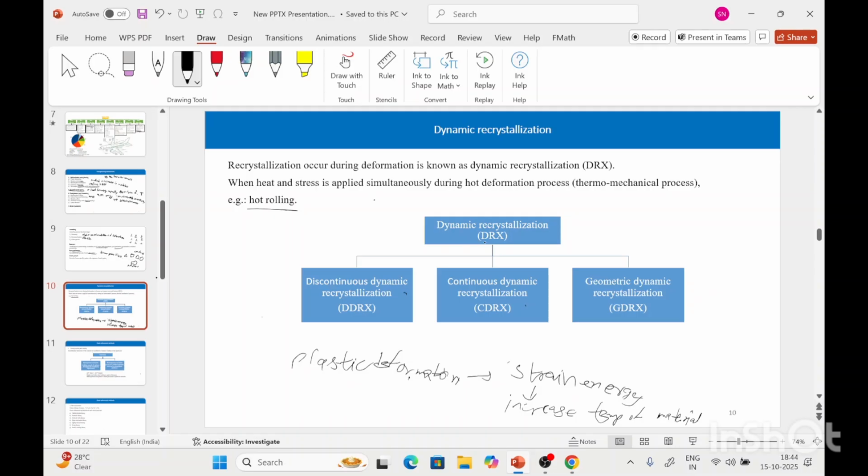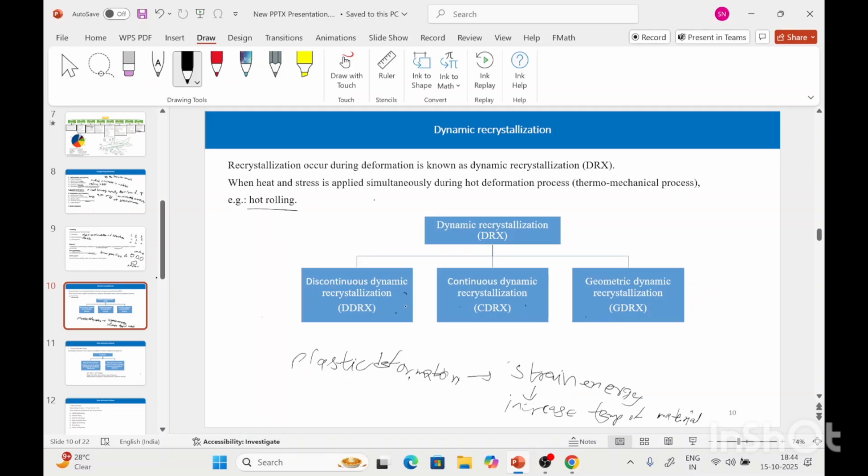So further, the dynamic recrystallization is divided into three parts. First is the discontinuous dynamic recrystallization. Second is continuous dynamic recrystallization, and third is the geometric dynamic recrystallization. So in all these processes, a different mechanism occurs.